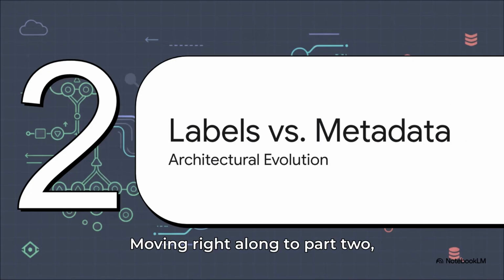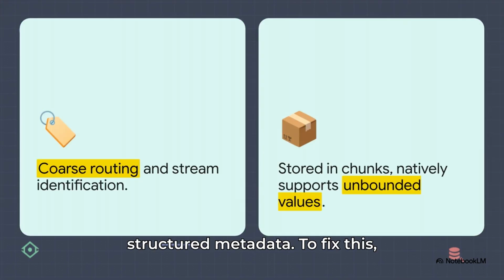Moving right along to part 2, labels versus structured metadata. To fix this, Grafana introduced a major architectural evolution. On one side, you have index labels. These should be used strictly for coarse routing and basic stream identification. Because they define your streams, their limits are incredibly strict.